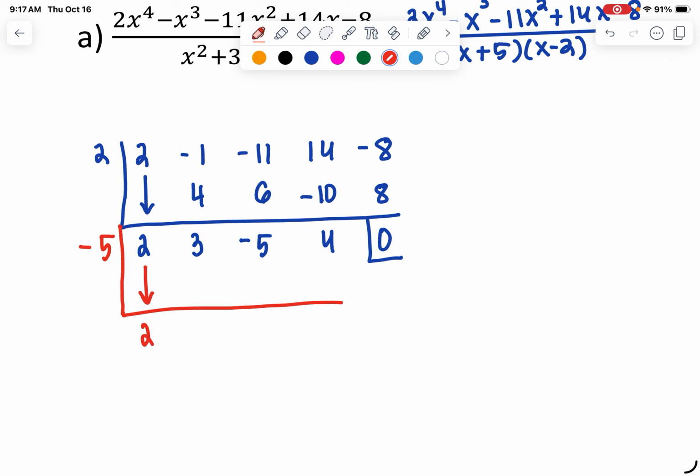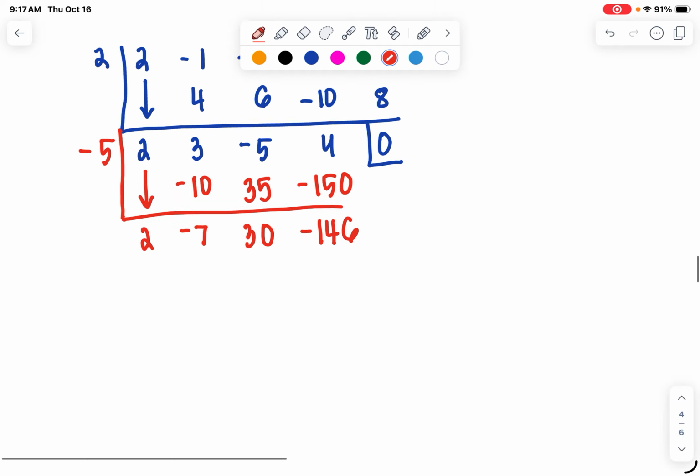Drop the 2. Multiply, that's -10. Add, that's -7. Multiply, that's 35. Add, that's 30. Multiply, that's -150. Add, that's -146. And that's not a 0, so I'm so happy I didn't start with it because I would have had to switch to the 2. All right, remember this is my remainder right here.